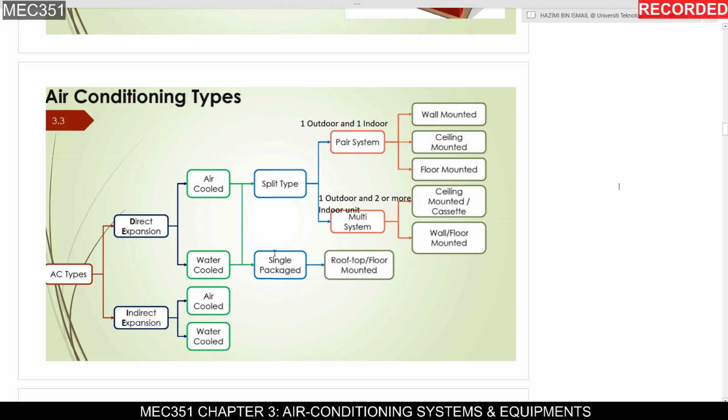And for the package, yang ni depends on the requirement of the room. Basically, the single package will be used in the higher cooling load requirement. Okay, but in the limited space, because if we have a very large space for our aircon system, it is better if we use the indirect expansion. Indirect expansion ni yang tadilah yang chiller ataupun yang package juga, yang package besar juga.